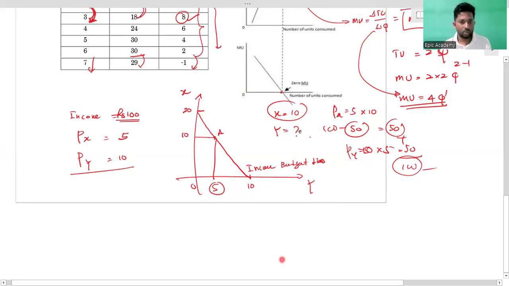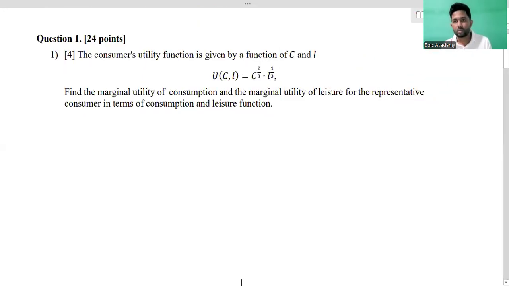Now we move to the calculation. The consumer's utility function is given as a function of C and L. Here C indicates consumption and L indicates leisure. Find the marginal utility of consumption and the marginal utility of leisure for the respective consumer in terms of the consumption and leisure function.